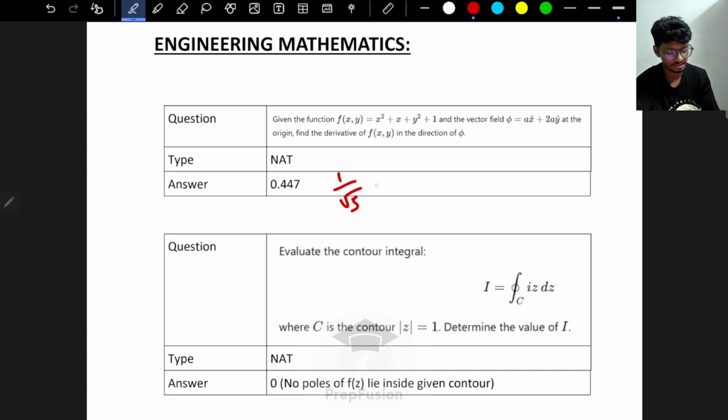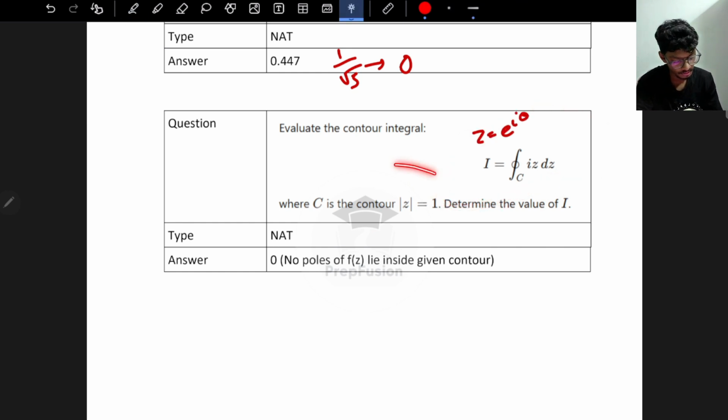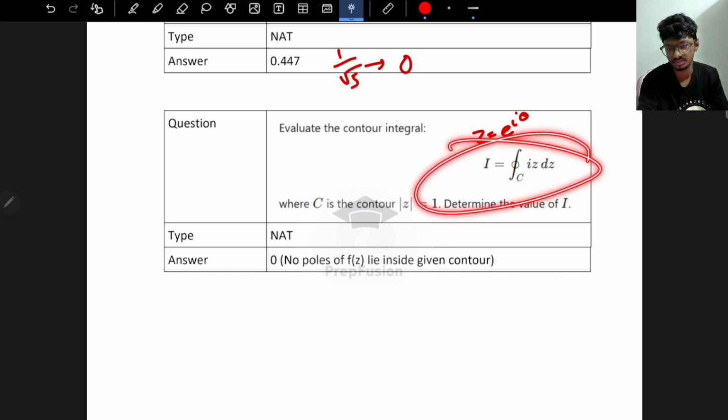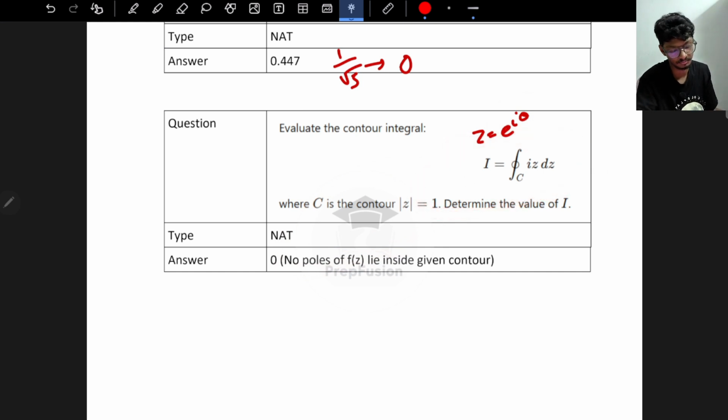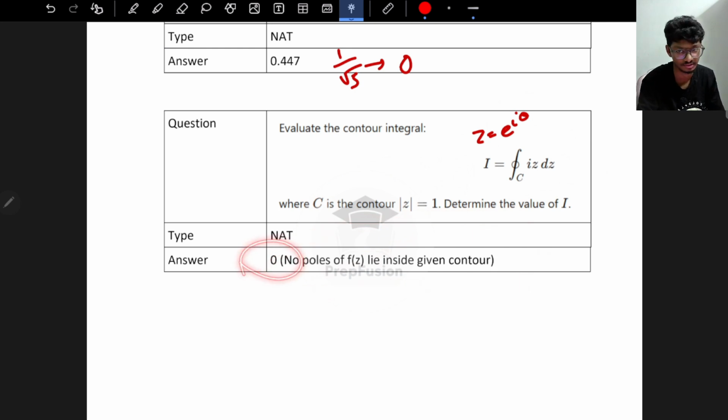But I think many students are saying you have to answer to the nearest integer. The nearest integer for this will be 0, so 0 will be the answer if you have to answer in terms of the nearest integer. Here you have to evaluate the contour integration. You can use Cauchy's integral theorem, or you can directly put z equals e raised to the power i theta, because your contour is mod z equals 1, so the magnitude will be 1, and it will rotate a whole circle. There are no poles inside the contour, hence there is no residue, hence the integration also will be 0.